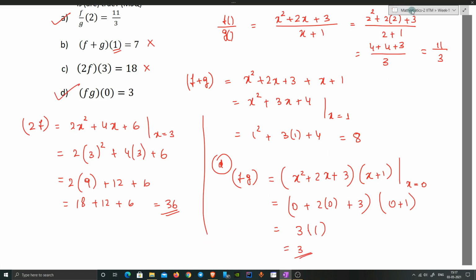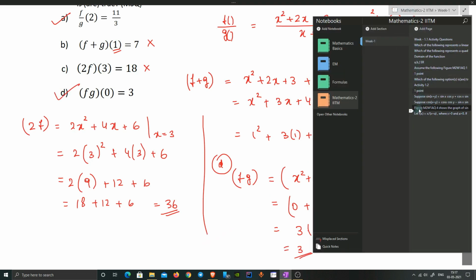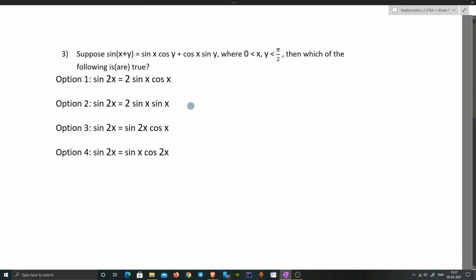Next question. Okay, suppose sine of x plus y is given by sine x cos y plus cos x sine y, where x is in between 0 and pi by 2. Then which of the following is or are true?